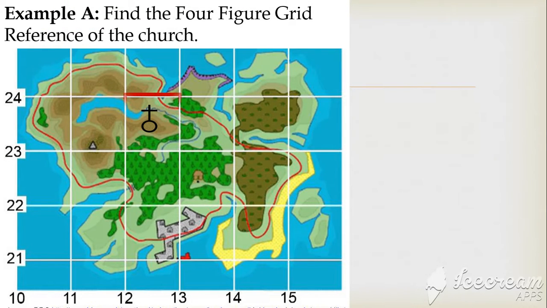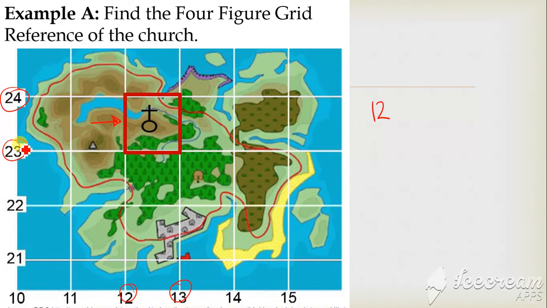So let's look at this example of the church. If we look at the church here, our two eastern lines that we'll be working with would be 12 and 13, right? And our two northern lines would be 23 and 24. For the easterns, you're going to say which line has the church passed going towards the east. Has it passed 13? No. Has it passed 12? Yes. So you write down 12 for your eastern.